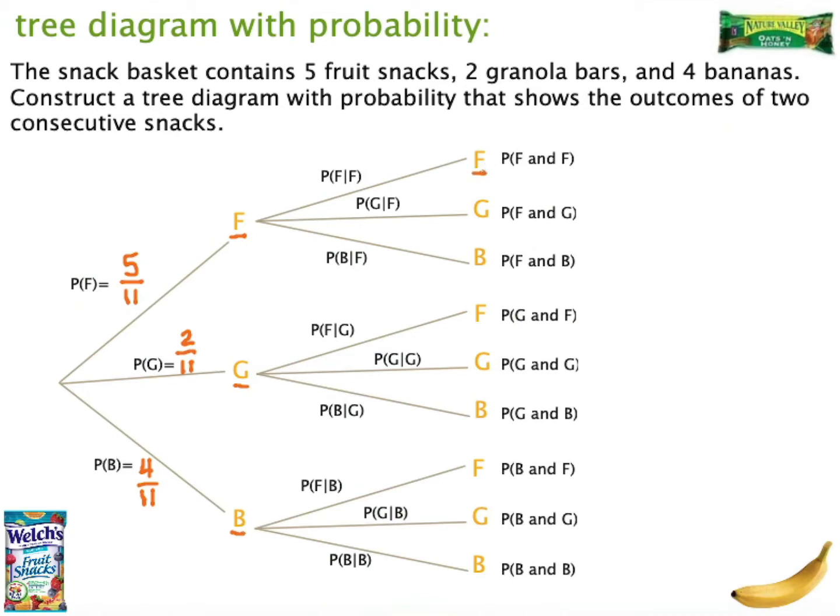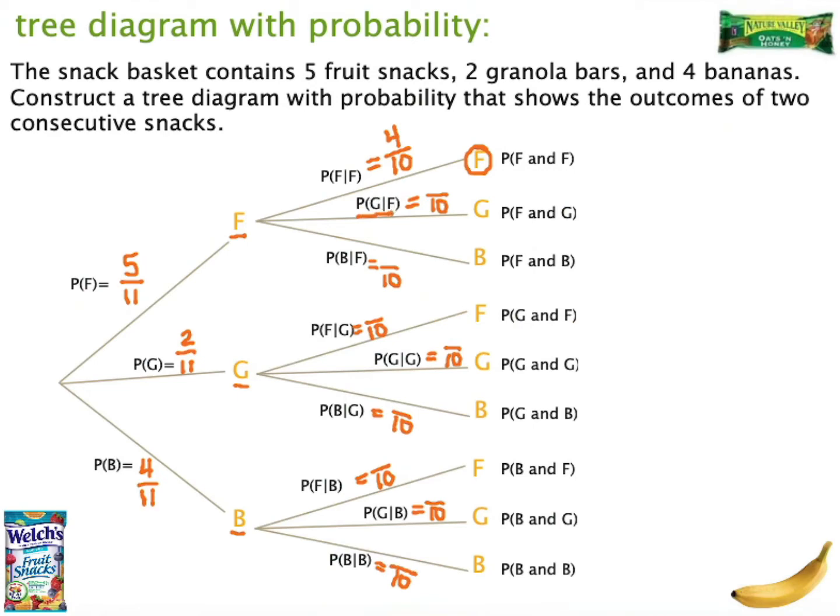Now for grabbing the second snack, these are going to be dependent events. And so if we were to grab another fruit snack, we know that that probability is going to change because there are no longer 11 snacks in the basket, there are now 10 snacks in the basket. There used to be 5 fruit snacks, but now there's only 4. So for each of these second draws, there will only be 10 snacks in the basket because we've already taken a snack out.